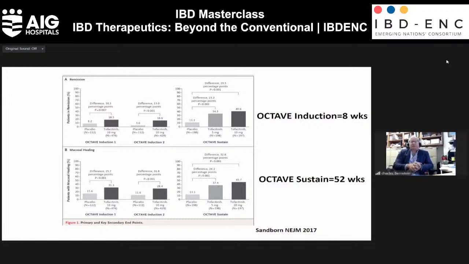At 10 milligrams twice a day, you had mucosal healing in a 17-point differential, which is a number needed to treat of only 6. In OCTAVE Sustain, the mucosal healing data was also very good. So we're all familiar with the notion that we not only treat people till they feel better, that they're clinically in remission and not symptomatic, but we also want their mucosa to heal so that we'll know that they'll stay in remission.